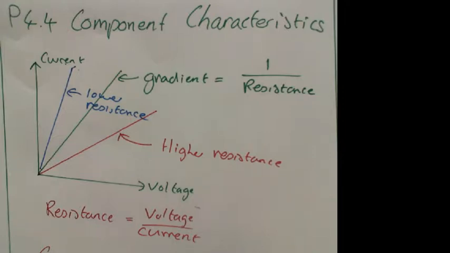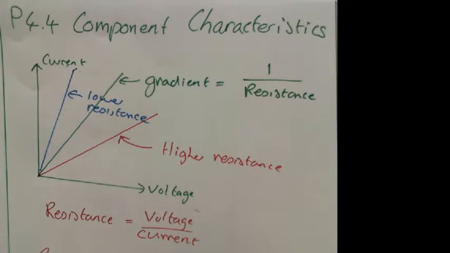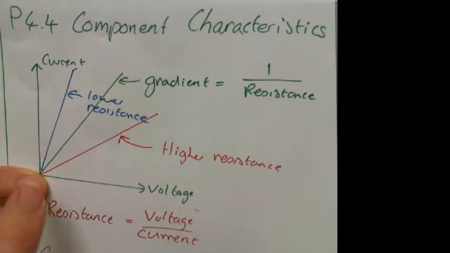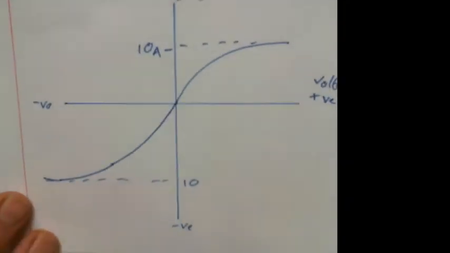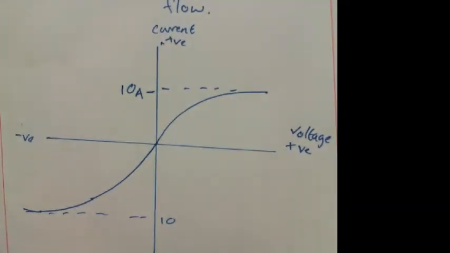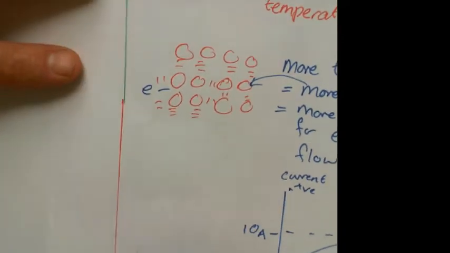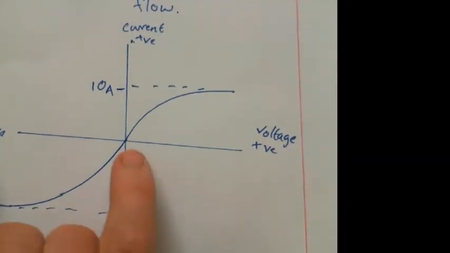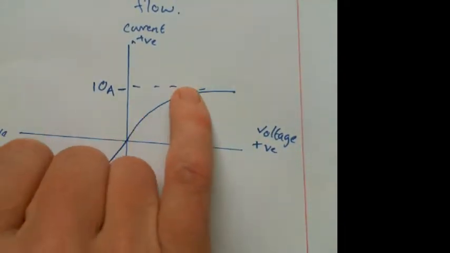Okay, so P4.4 component characteristics continued. Last lesson, the key thing was the lower the gradient on a current voltage graph, the higher the resistance. And that made us notice that we had this curve here for a filament light bulb. As it got hotter, the particles vibrated more, which made it harder for the electrons to go through. So the resistance increased, so the gradient decreased.